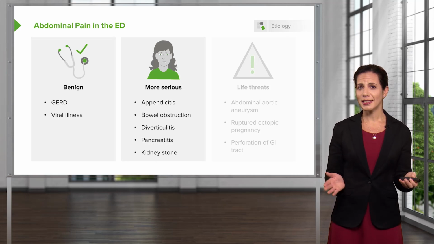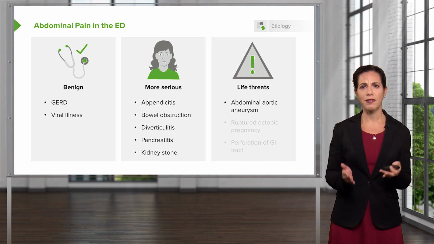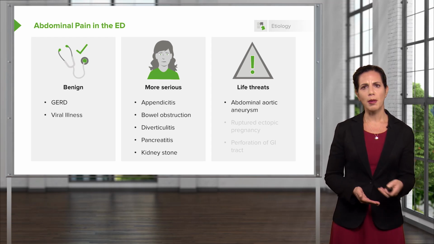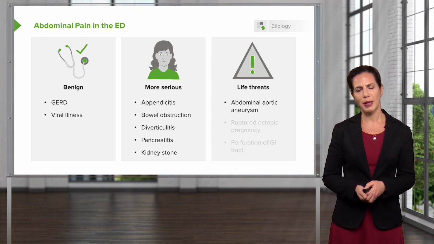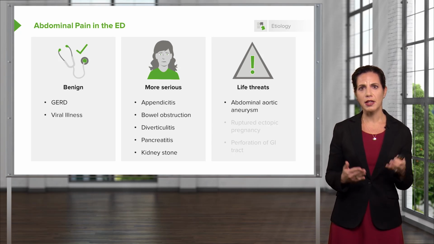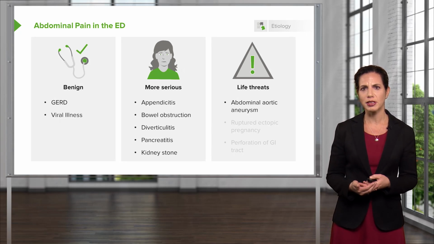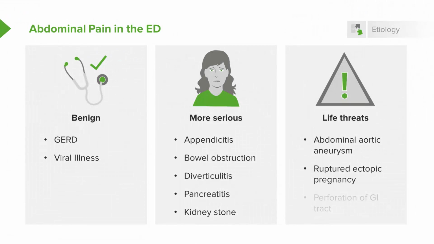And then if that's not enough, we move on to the fact that abdominal pain can actually be related to life-threatening conditions. So an abdominal aortic aneurysm can cause abdominal pain, and that is obviously something that can be very, very serious and life-threatening for a patient. Patients can bleed out very rapidly from abdominal aortic aneurysms that rupture. A ruptured ectopic pregnancy also poses significant challenges. Perforation of the GI tract is something that requires emergent surgical intervention. The patient needs to go to the operating room emergently.